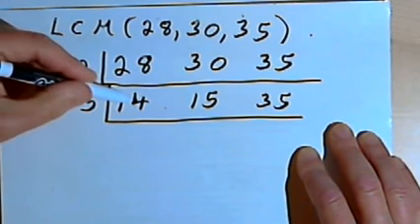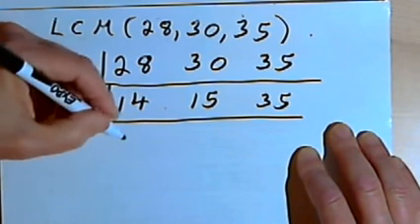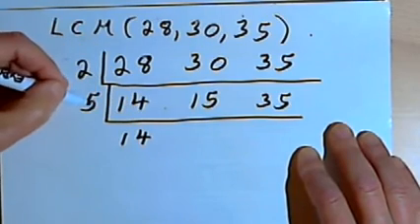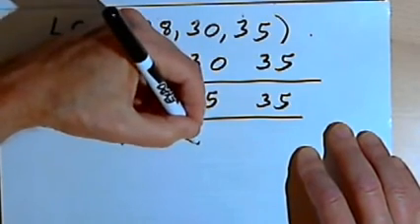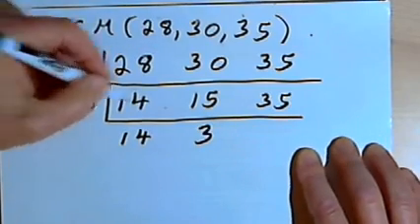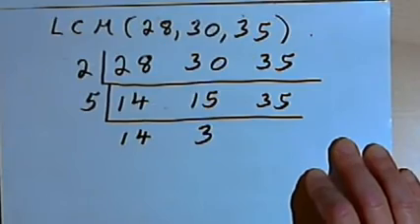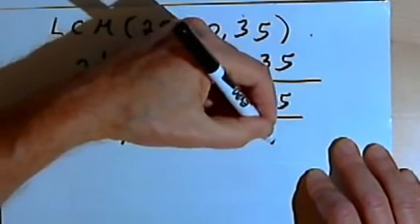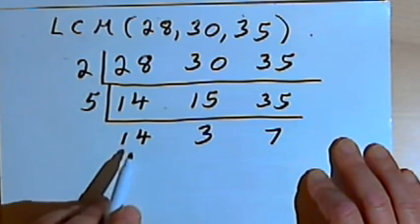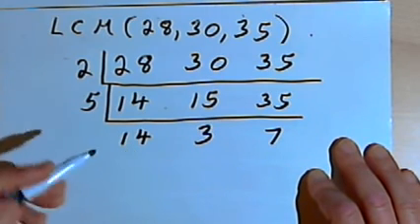So 5 divides into 14. Well, it doesn't divide into 14, so I'll bring down a 14. 5 divides into 15 3 times. I'll write a 3 under the 15. And 5 divides into 35 7 times, so I'll write a 7 under the 35. Well, 14 is a composite number, so I've got to divide again.